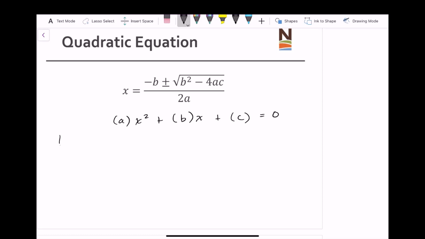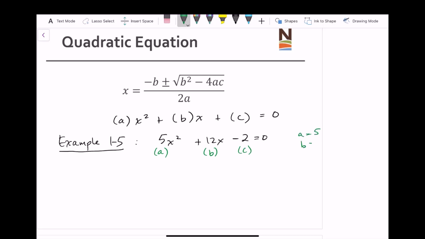So let's take a look at example 1.5. In this problem, we have 5x squared plus 12x minus, not plus, we have 12x minus 2 equal to 0. And so this is the general form where our 5 is the a constant, 12 is the b constant, and negative 2 is the c constant. Okay, so a equal to 5, b equal to 12, and c equal to negative 2. So if we use these constants, we can then solve using the quadratic formula.